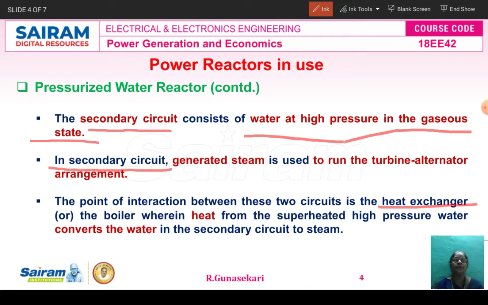Dear students, once again I repeat. First we studied the components used in the pressurized water reactor, the function of each component, and then the working operation of the pressurized water reactor. Then when we see the diagram, we get an idea. The point of intersection between these circuits is the heat exchanger or boiler, where the heat from the superheated high pressure water converts the water in the secondary circuit to steam.